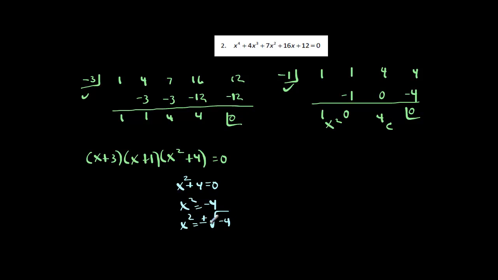So if we extract the i and the square root of 4 is 2, we get positive negative 2i. So my roots are going to be negative 3, negative 1, and positive negative 2i. We have 4 roots for the 4th degree polynomial.